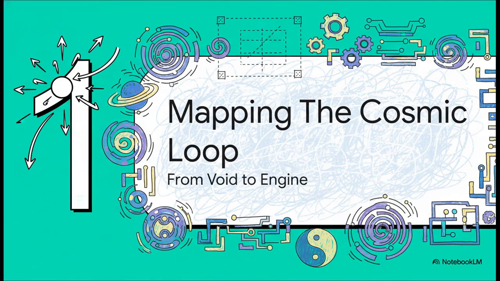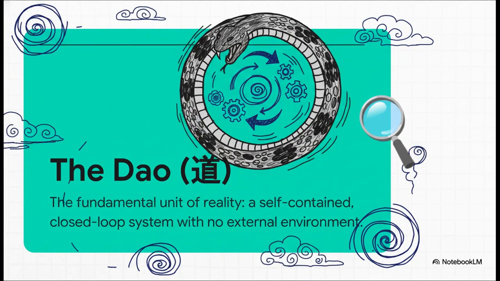To get our heads around it, we need to map out its fundamental blueprint. We're going to start from the very beginning, from the void of pure potential, and build our way up to the engine that drives all of reality. The entire system, the snake itself, is what Taoist philosophy calls the Tao. And you've got to understand, this is the ultimate closed loop. It's a system where the output is always its own input because, well, there is no outside. It's both the container and the thing inside the container all at once.